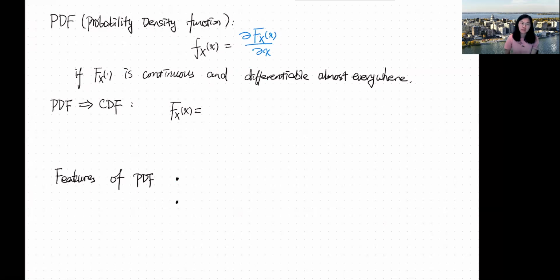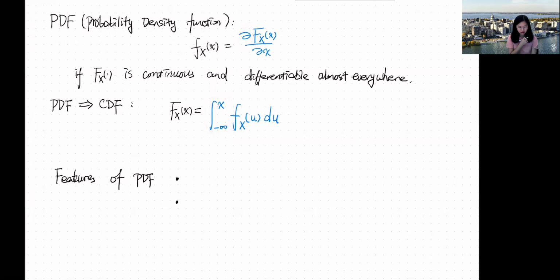Conversely, we can also obtain the CDF from the PDF. The CDF can be obtained from the probability density function by taking an integral, the integral of the PDF function, where the integral range is from minus infinity to little x. So this follows from the relationship between derivative and integral.